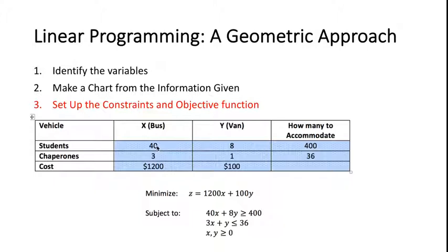The constraints are 40X plus 8Y, that's the number of students that are going to be transported, and that has to be at least 400. At least means greater than or equal to. And there are 3 chaperones per bus, 1 chaperone per van, so 3X plus Y can't be greater than 36. Don't forget, this is an important constraint: X and Y have to be greater than or equal to 0. You can't have negative buses or negative vans.